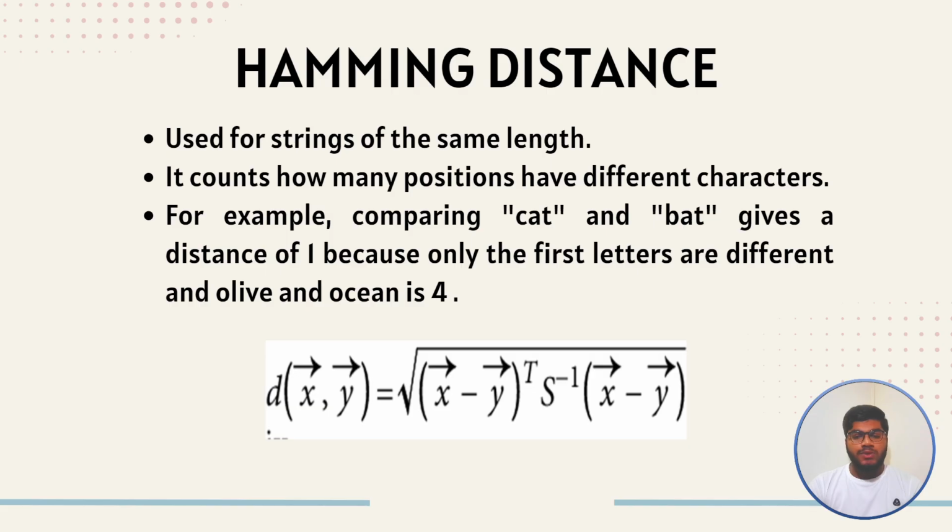It is mainly used for the strings of the same length, and the formula used for numeric values is d of x comma y is the root of x minus y whole transpose S inverse of x minus y. This is the formula used for the Hamming distance, and these are the overall distance matrices used for the KNN, that is the Euclidean distance, Manhattan distance, cosine similarity distance, Jaccard or the similarity distance, the Mahalanobis distance, and the Hamming distance. These are the 6 methods used in the KNN.